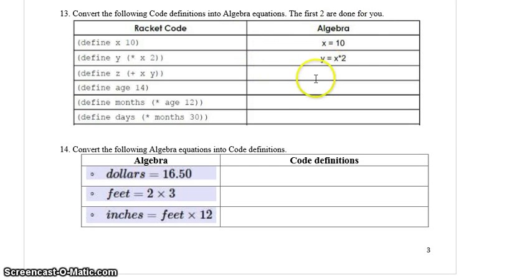The first 2 are done for you. So you can use these first 2 as examples to fill in the rest of this table. And then in number 14, we're converting the algebra equations into code definitions. So pause the video now and try the rest of this page on your own.